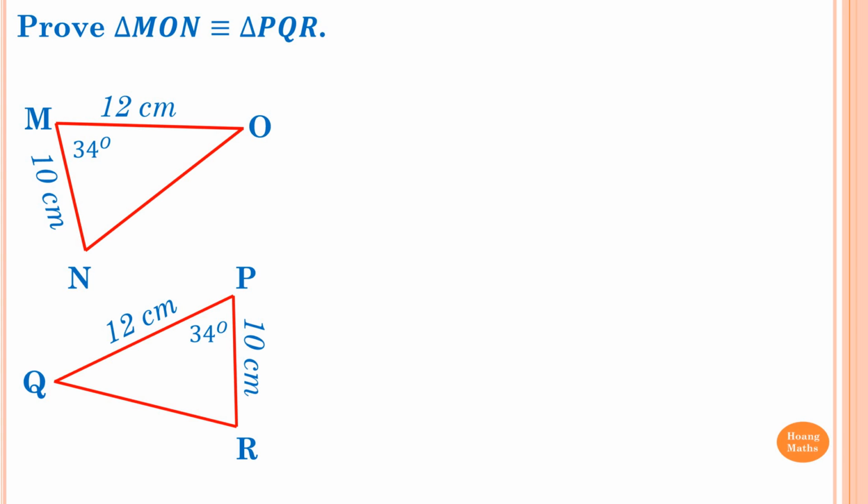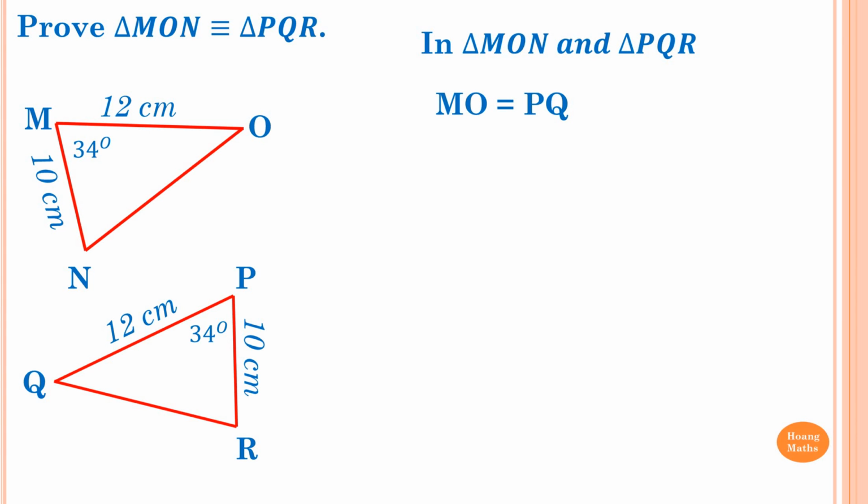So step number 1, we need to write in triangle MON and triangle PQR first. That's the very first step. And second step, I write MO is equal to PQ. And the order of your answer could be different from mine, and there is nothing wrong with that, okay? And the reason is given, because it's stated on the diagrams.